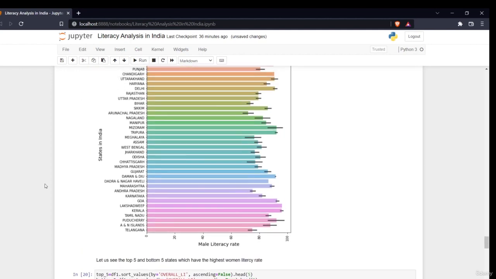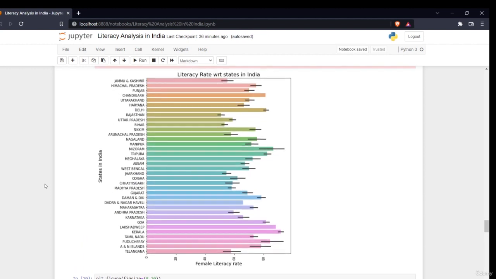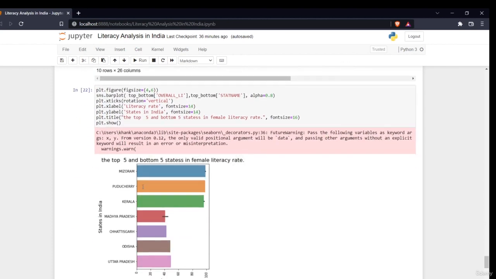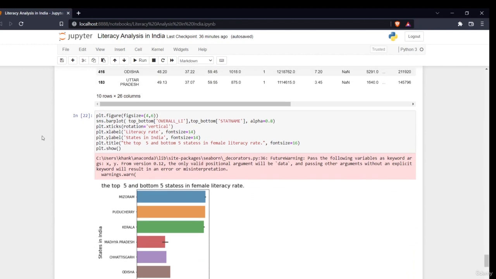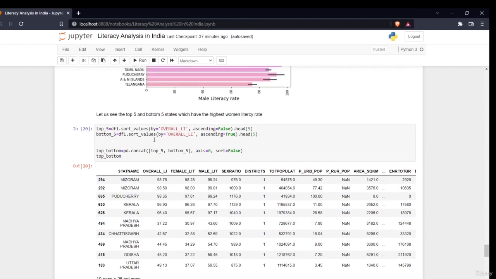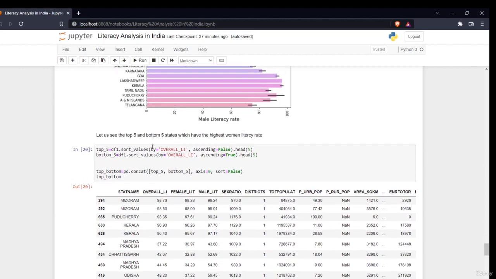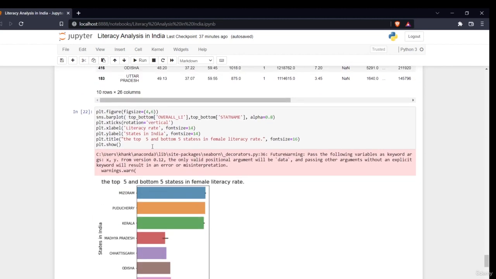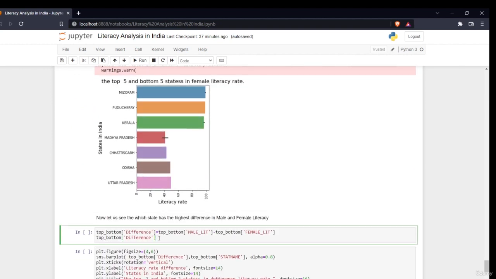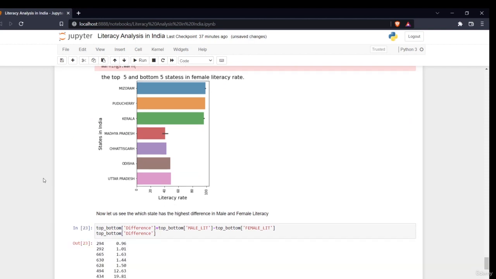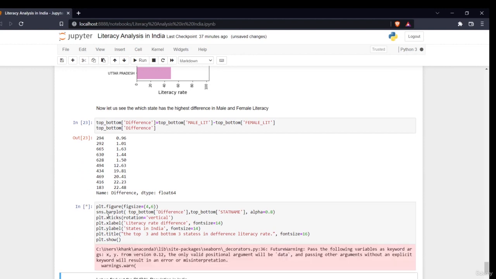If you go and look at Madhya Pradesh, I don't know why it has such a low literacy rate. Sorry, this is the difference. I forgot, this is the difference between the states. What I am doing is getting the difference. This is the top bottom, this is state bottom. Now I'll be getting the difference between the male literacy rate and the female literacy rate. I'll plot the same here also.